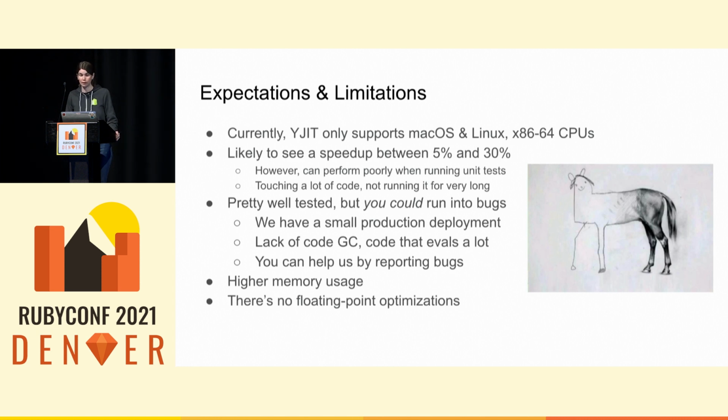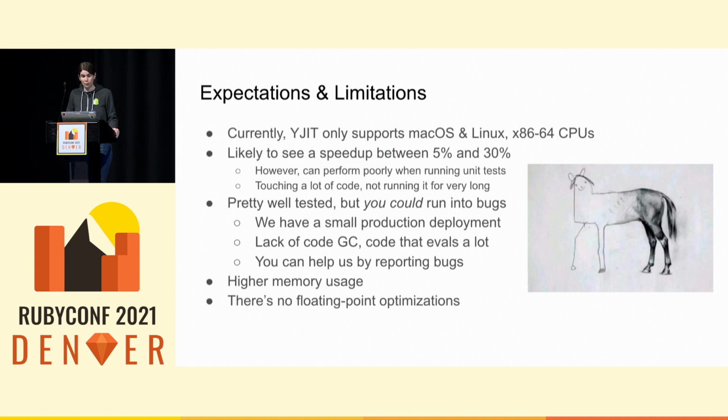If you run YJIT, you're likely to see a speedup somewhere between 5 and 30%, maybe more if you're lucky. But one case where it doesn't perform as well is when running something like unit tests, for example. Typically, when you're running unit tests, you're running a lot of code, you're testing a lot of different things. And all of that code that you're running is not running for very long, right? You might call a method 5 times, then you're done, you test something else. So it's possible for unit tests that you're actually going to see a performance decrease. There's a command line argument that you can play with to try to get a speedup.